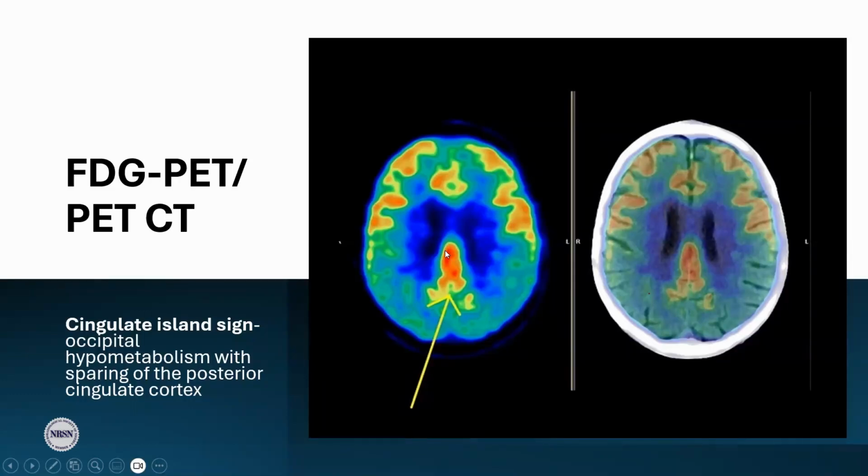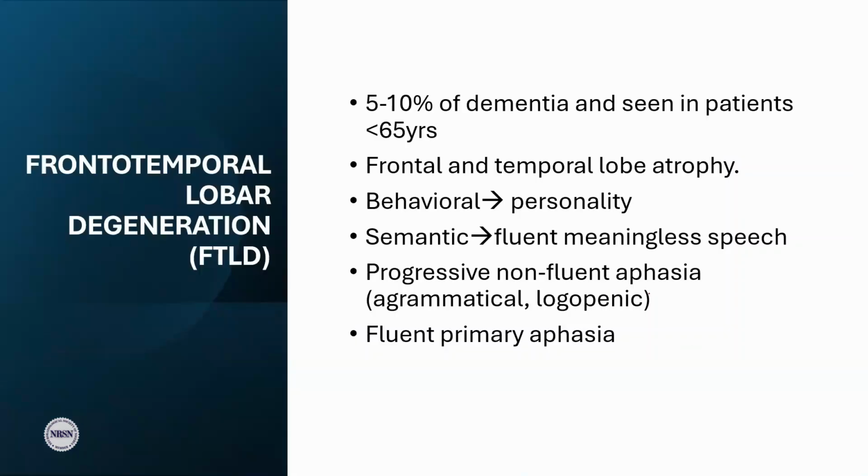However, in the cingulate cortex, there is preservation of perfusion or metabolism in that area, which is in keeping with the cingulate island sign. Once you see it, you can increase your diagnostic yield of dementia with Lewy bodies. Now, frontotemporal dementias are basically frontal and temporal lobe atrophy, and there are different types. The behavioral type deals with the personality, the semantic, the progressive non-fluent aphasia, and the fluent primary aphasia. There are all types of frontotemporal dementia.